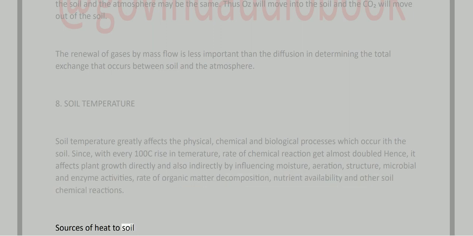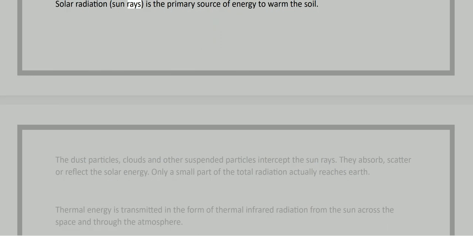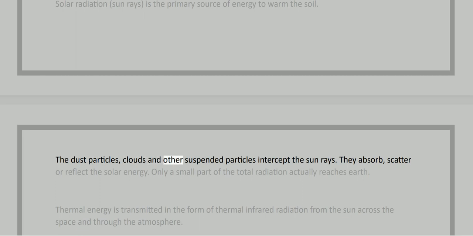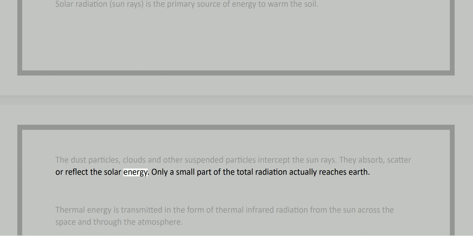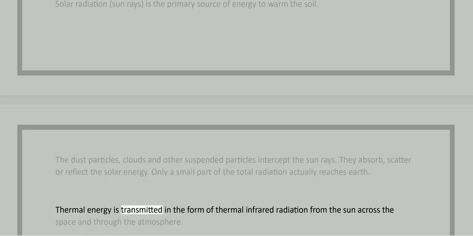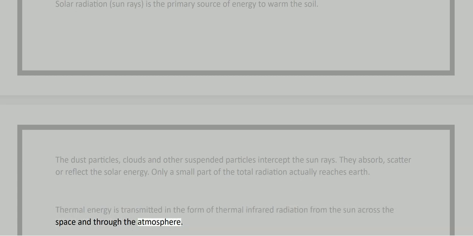Sources of heat to soil. Solar radiation, sun rays, is the primary source of energy to warm the soil. The dust particles, clouds and other suspended particles intercept the sun rays. They absorb, scatter or reflect the solar energy. Only a small part of the total radiation actually reaches Earth. Thermal energy is transmitted in the form of thermal infrared radiation from the sun across space and through the atmosphere. Other sources of heat for soil are processes like microbial decomposition of organic matter and respiration by soil organisms including plants.